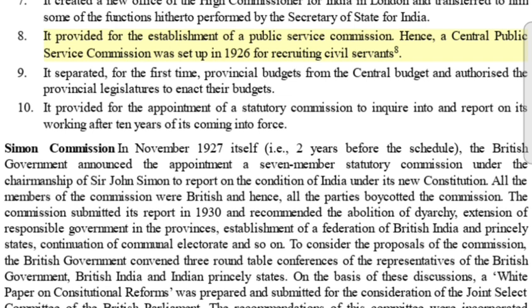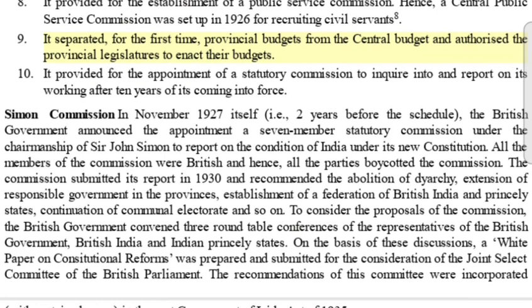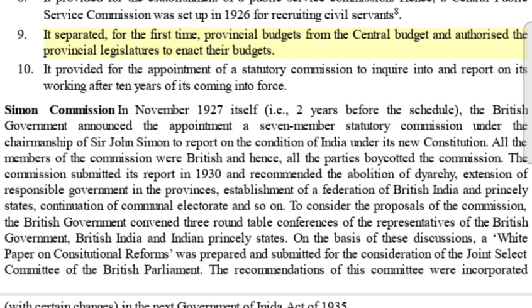It separated, for the first time, provincial budgets from the central budget and authorized the provincial legislatures to enact their budgets. It provided for the appointment of a statutory commission to inquire into and report on its working after 10 years of its coming into force.